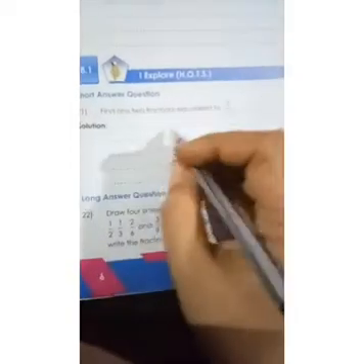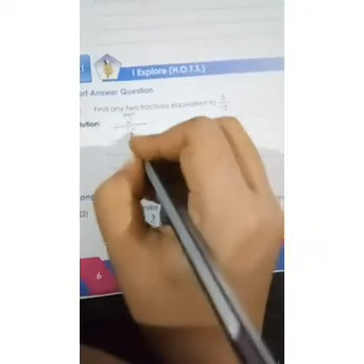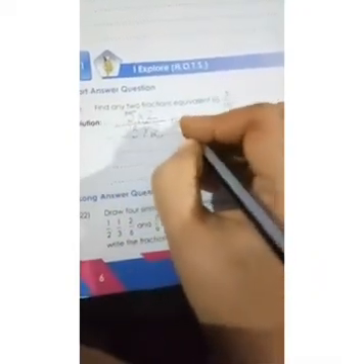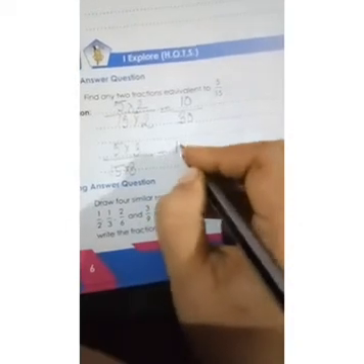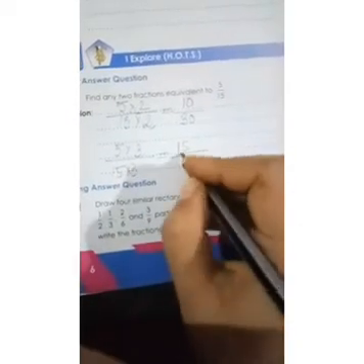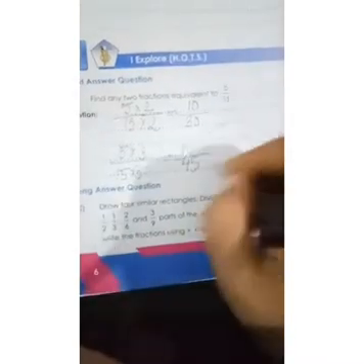Now the next question is, find any two fractions equivalent to 5 by 15. So what you can do, you first multiply 5 by 15 with 2. We have to find equivalent fractions, isn't it? So 5 2s are 10, 15 2s are 30. Similarly multiply with 3. Okay, 15 into 3. So how much did you get? 5 3s are 15, and 15 3s are 45. So these two are equivalent fractions of 5 by 15.